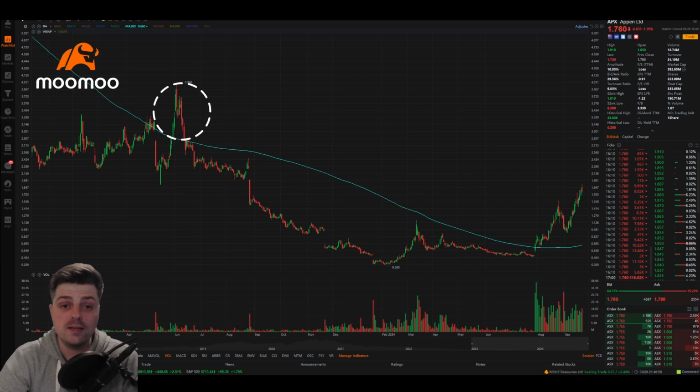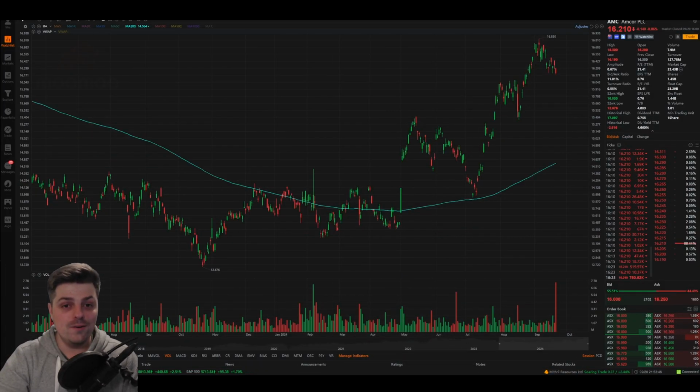We can see on Appen here in this example that it did in fact break out over the 200 SMA. However, relative to recent volumes, it's not so significant. Whereas the second breakout here clearly is trading significantly higher with volumes as the stock breaks out above the 200 SMA, giving it more momentum and strength to push through to the upside and reduce the risk of a trade failing.